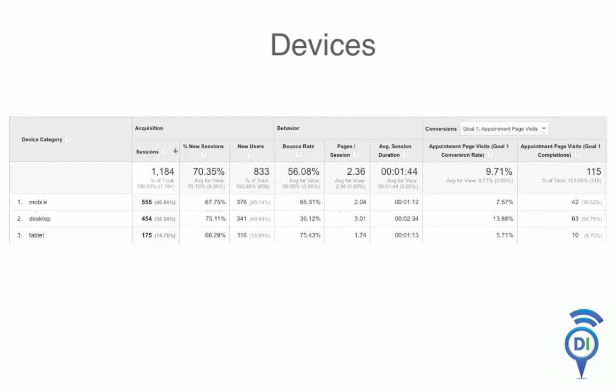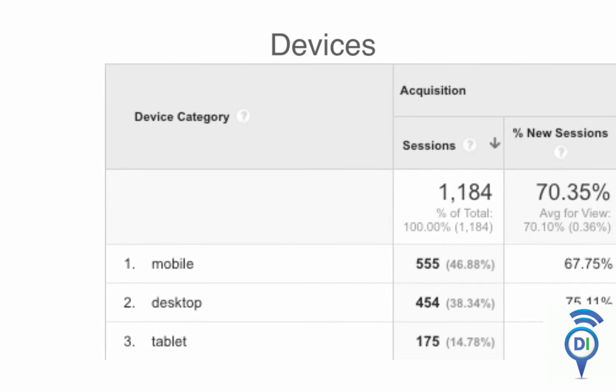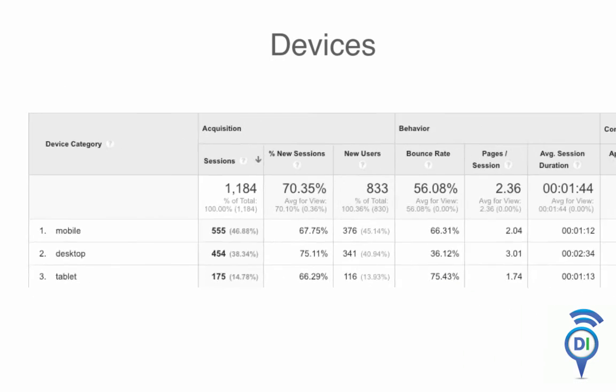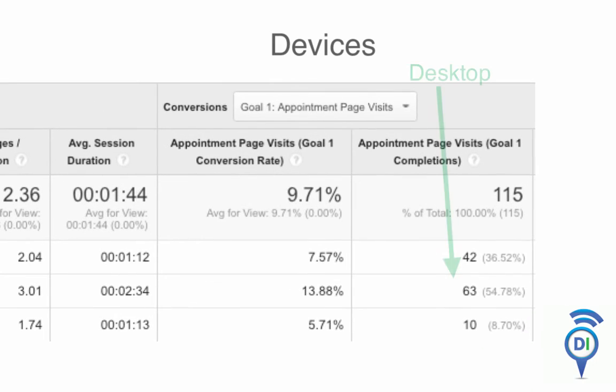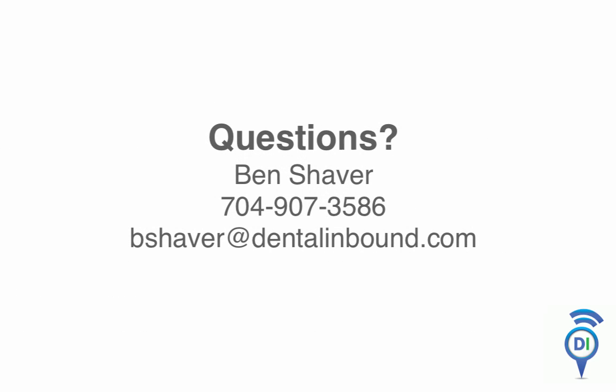Next report is devices. This is actually where are people viewing your website from. Mobile tends to have the highest for most people, and then desktop is second. And this particular client did well with tablets. Usually we don't see that as high of a number. But the most important part of this is actually how is it converting. And you can see those desktop hits are actually converting better than mobile, but mobile did well too. So usually we have a goal of anywhere from 30 to 50 actually appointment page visits where they're requesting an appointment, and both of those did well, so we wouldn't want to take away efforts there.